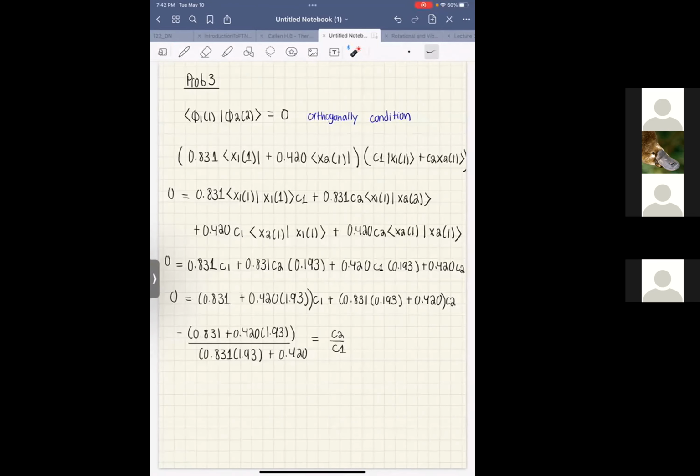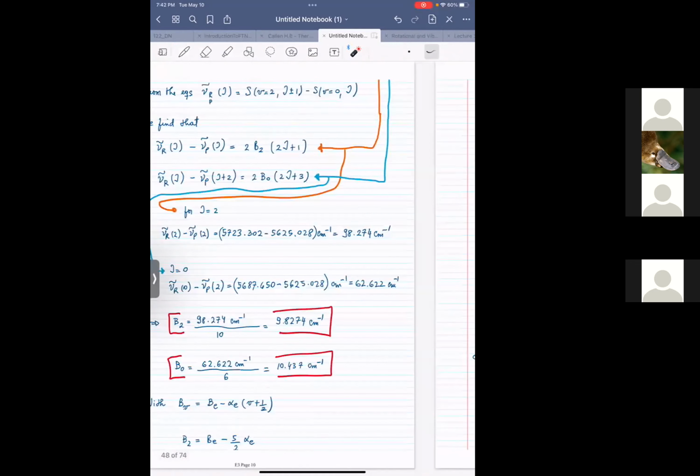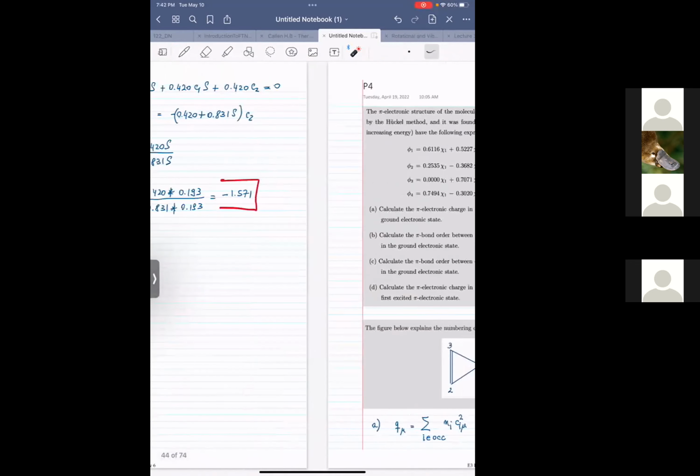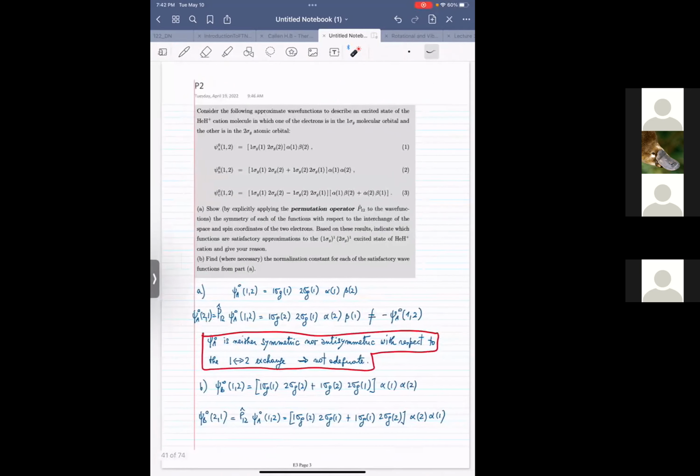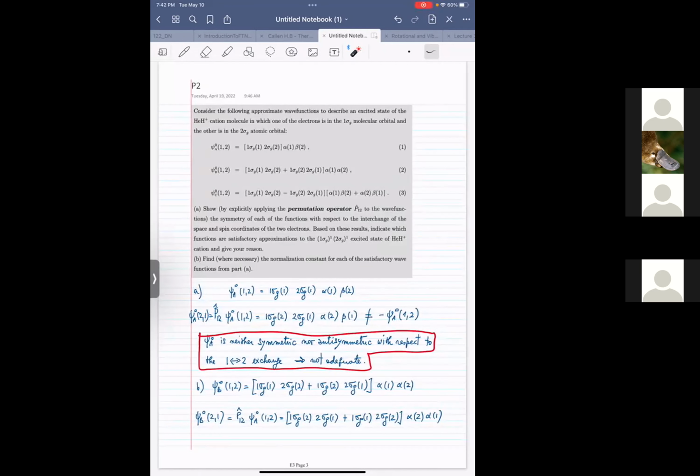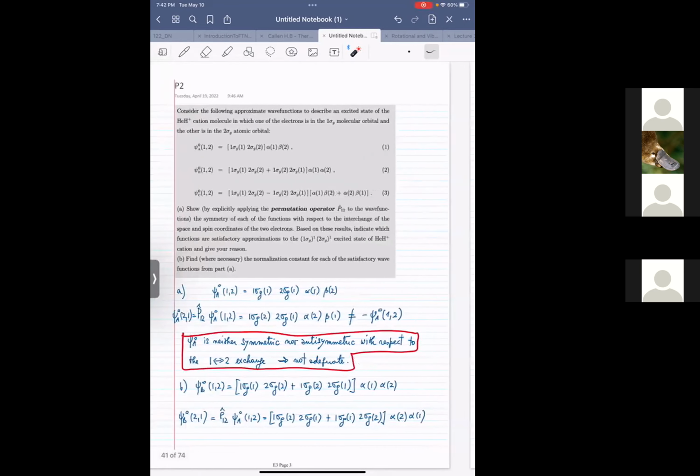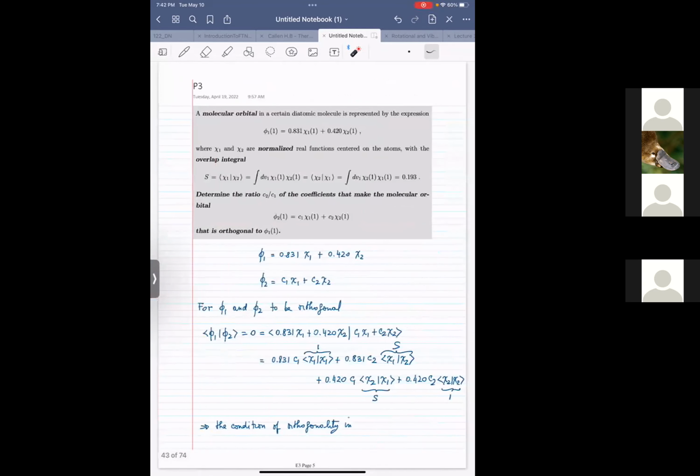And so I think I skipped problem 2 because problem 2 is pretty much the same thing as problem 3. So yeah, it's basically the same thing as the last one in the last exam. So I skipped that one. But if you guys want me to do it, just let me know.